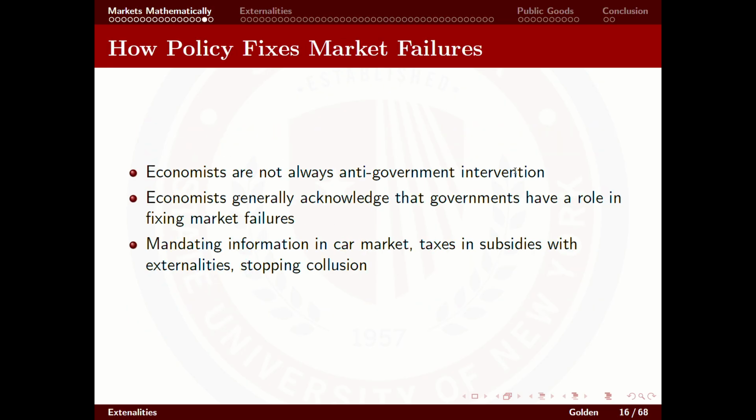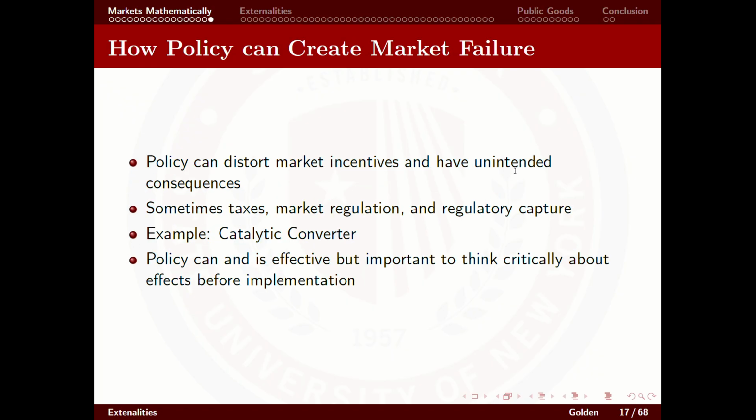So how does policy fix market failures? Economists are not always anti-government intervention. When there are market failures, economists champion these. Economists generally say this is a special case where governments have a role in fixing the market: mandating information in the car market, taxes and subsidies for externalities, and stopping collusion. Policy can also, interestingly enough, create a market failure. Policy can distort market incentives and have unintended consequences. Some taxes, market regulation, and regulatory capture have big effects on the choices of agents.